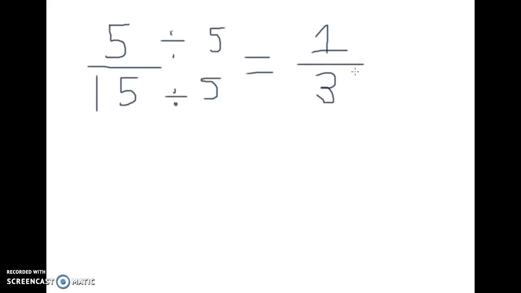We can go further and see if there's anything we can divide both 1 and 3 by to see if we can make this fraction simpler, but the hint is that if your numerator is 1, your fraction's in simplest form, because we can't divide 1 by anything besides 1 to get a whole number. So this fraction is in simplest form. 5/15 equals 1/3. Let's do another one.